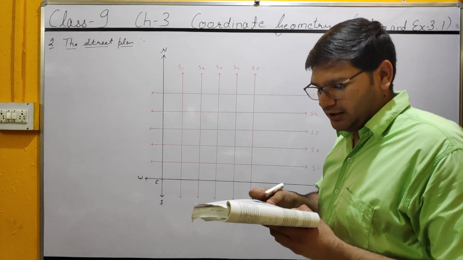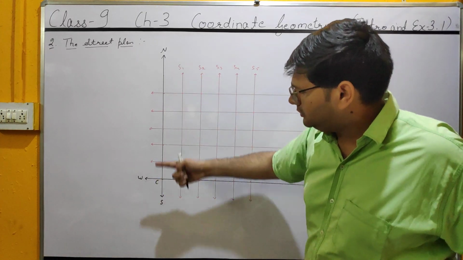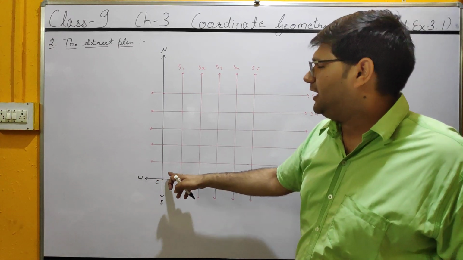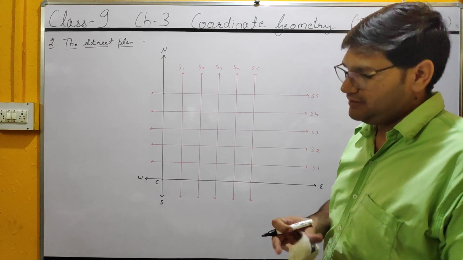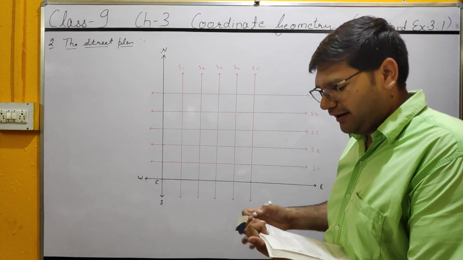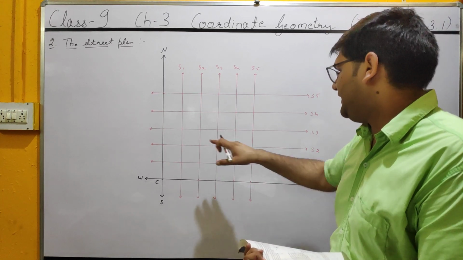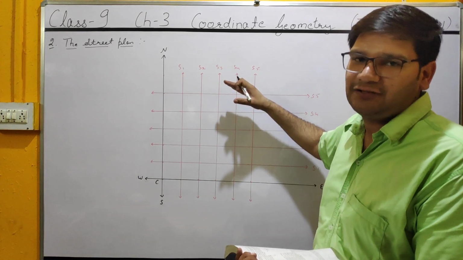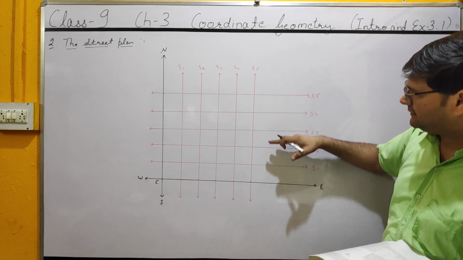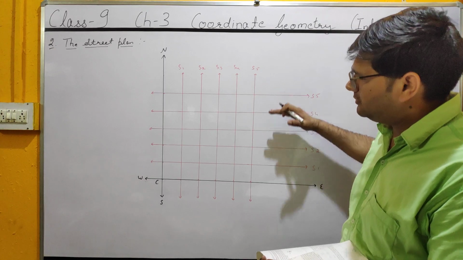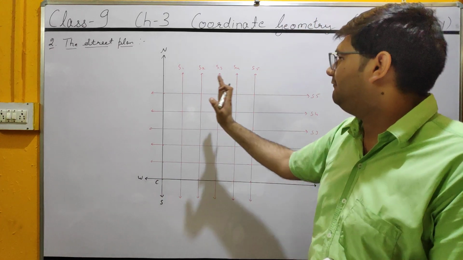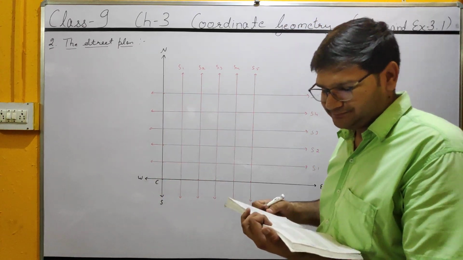The two roads are along the north-south direction and east-west direction. So it means they are perpendicular to each other. Okay, next, all the other streets of the city run parallel to these roads. So all the streets run parallel to these roads. See, for this east-west, 1, 2, 3, 4, 5, 5 streets parallel, and here for north-south road, 1, 2, 3, 4, 5, 5 streets parallel for this also.